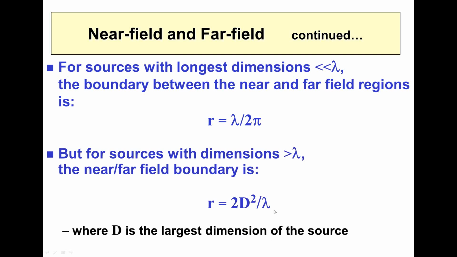Notice that the lambda now is on the bottom. That means that the smaller the wavelength gets, the further away the near field, far field boundary is. So if your source is small and the frequency increases, the near field sucks itself in. If your source is large and the frequency increases, the near field extends, gets bigger.